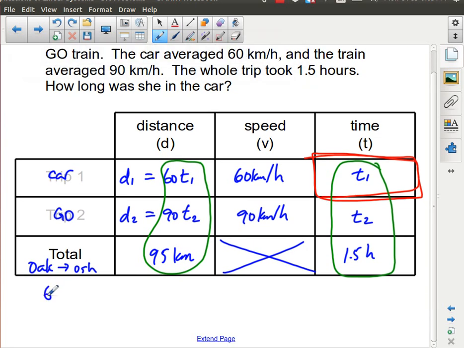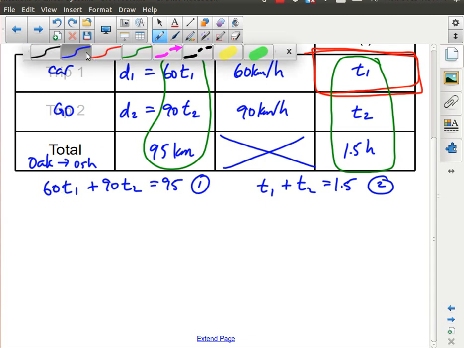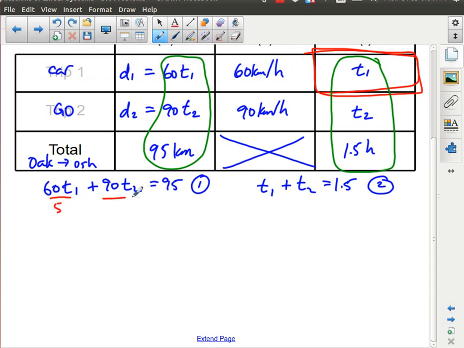So 60 T1 plus 90 T2 is equal to 95. That's equation 1. And T1 plus T2 is equal to 1.5. That's equation 2. Just as we did before, I can simplify this. Now I can't divide by 10 because 95 ends in a 5, but these end in zeros and this one ends in a 5. That means they actually have a common factor of 5. So this time I'm actually going to divide everything by 5.